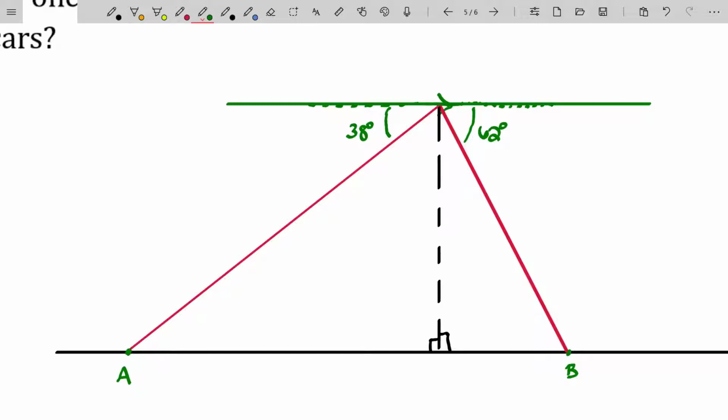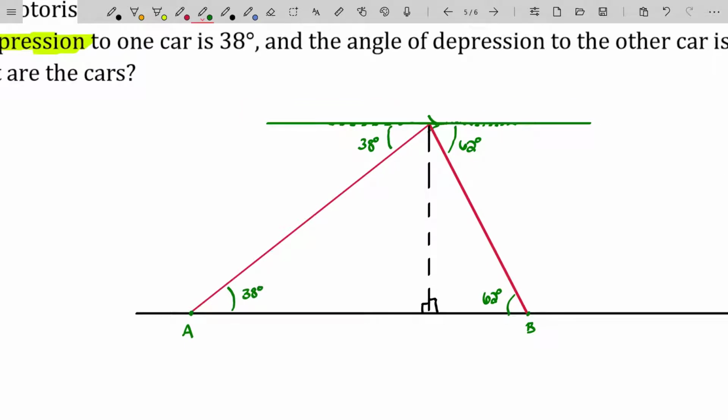So these two angles right here must be 38 degrees. 38 and 38, alternate interior angles. And then same thing on the other side. This will be 62 degrees because, again, alternate interior angles. So this is going to help out immensely.